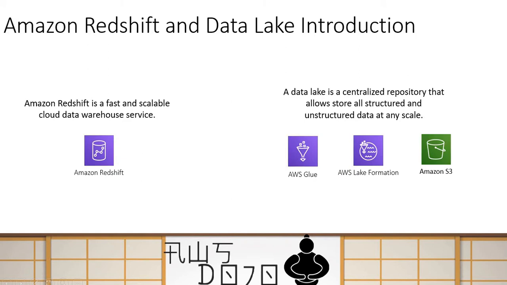Just to give you a very brief introduction, Amazon Redshift is a fast and scalable cloud data warehouse service from AWS. It can really handle petabytes of data. On the other hand, a data lake is a central repository for all types of data, whether structured or unstructured. A data lake is supposed to be scalable to any size. And in AWS, you use services like Glue, Lake Formation, and S3 to create a data lake.